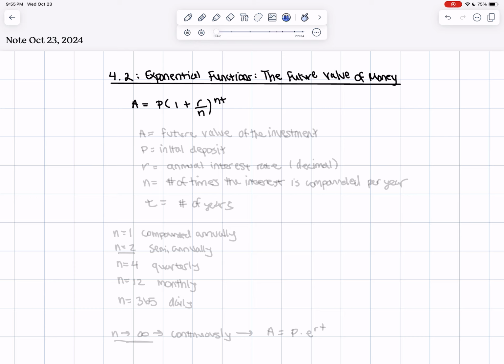But what do each of these things mean? So let's label them. A is the future value. So this is the value we're trying to find or trying to calculate. P is our initial deposit. R is the interest rate, so the annual interest rate. And we want this in a decimal, not a percentage.